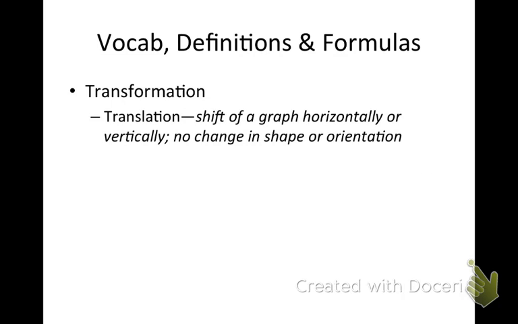We're going to talk about transformations of quadratic functions. A transformation in general just means some kind of shift of the graph, which means a change in the equation as well. The first type of transformation we'll look at is a translation, which is a shift of the graph horizontally or vertically, but there is no change in the shape or the orientation of the parabola when we do a horizontal or a vertical translation.